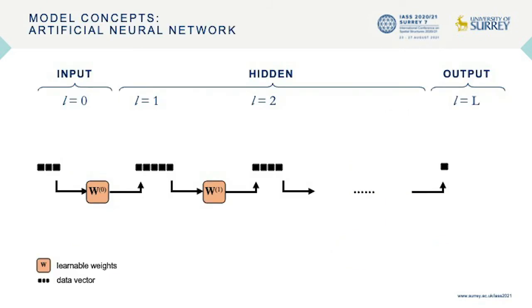Like most geometric ML approaches, the underlying models are all based on artificial neural networks, which learn to transform the data input layer by layer into the output that we're trying to predict using a set of weights that are learned by the training process.